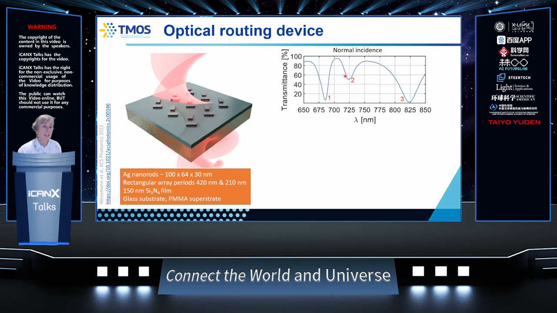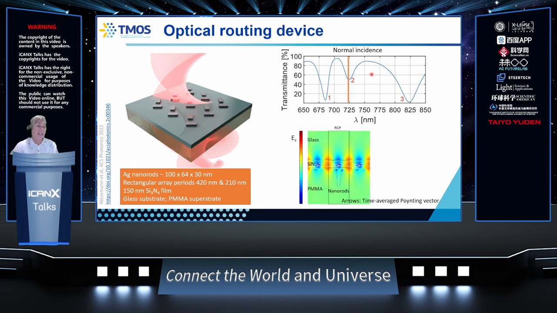If we look at the feature marked 2 here, this dip, and look at the Z component of the electric field, this is the component of the electric field perpendicular to the plane of the device, for right circularly polarized light, you can see that light is propagating to the left within the waveguiding layer in this particular case.